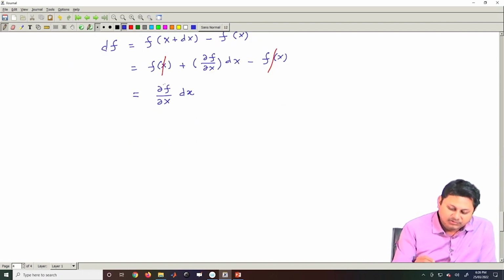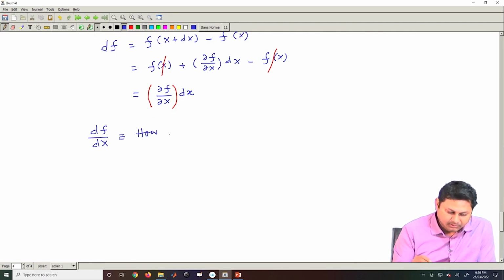Del f, this quantity inside the bracket is basically the rate at which the function changes. So, that means if it is a single variable, I can remove this del and I can simply write df/dx. So, this eventually tells us how rapidly the function varies.